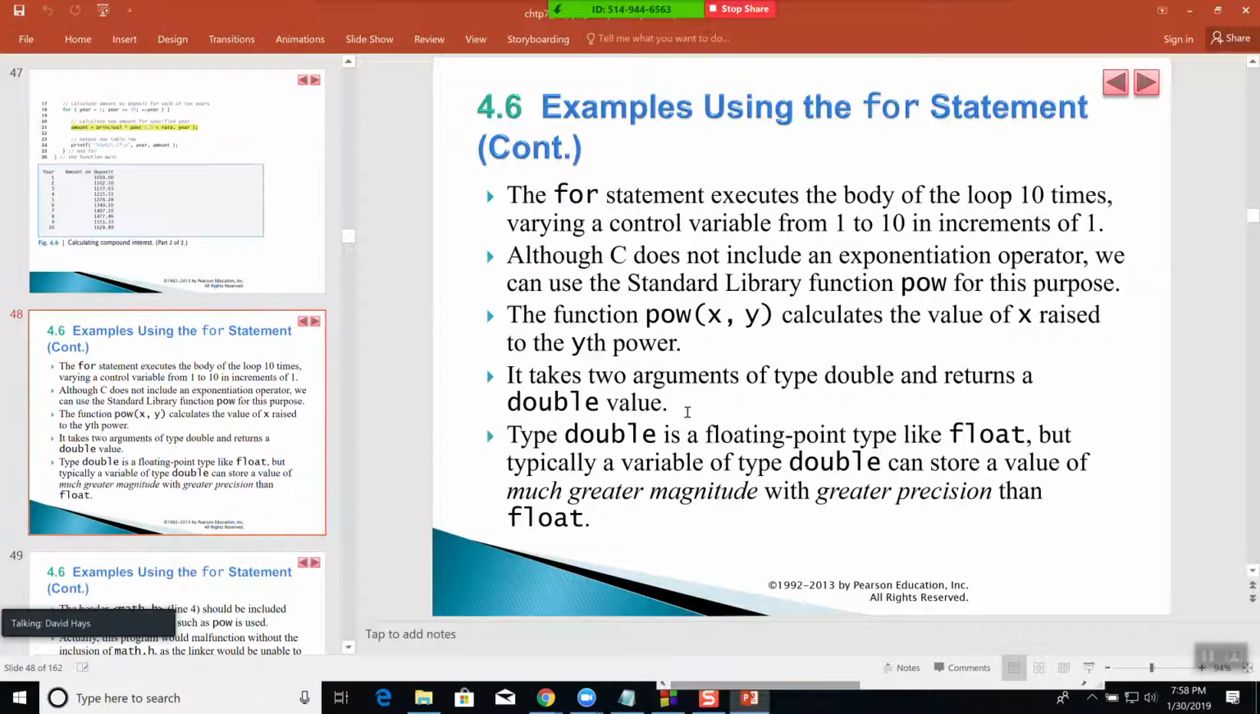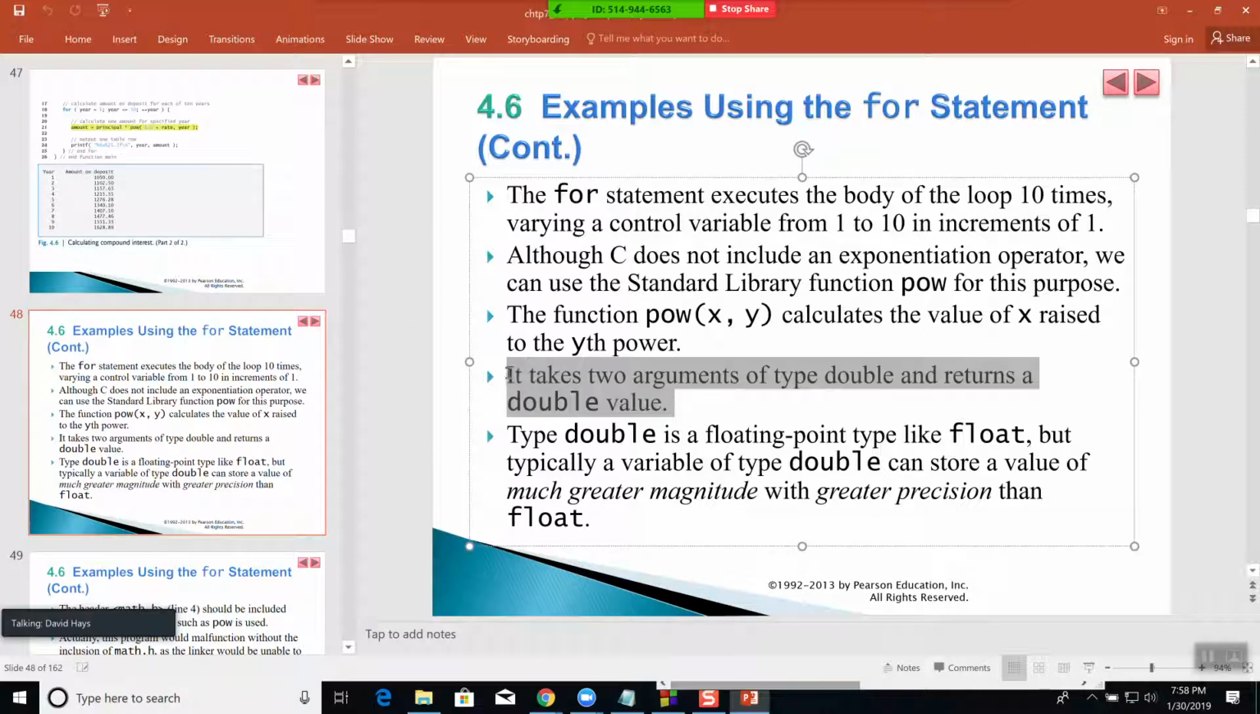Remember the pow function? I said I didn't think it'd work, but it did work. It says it takes 2 arguments of type double and returns a double value. I had n as an integer. So that's why I didn't think it'd work really.